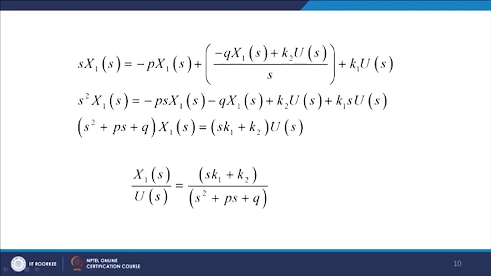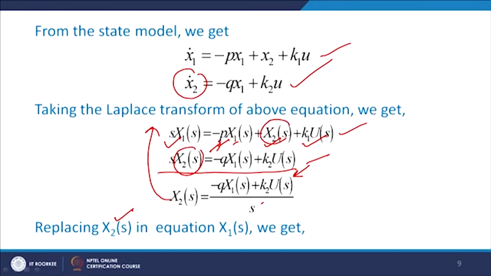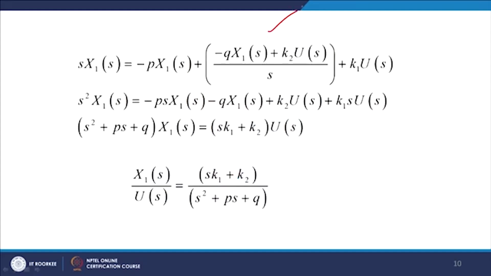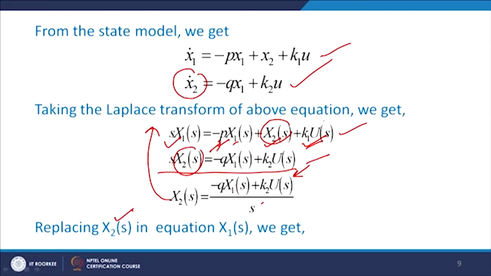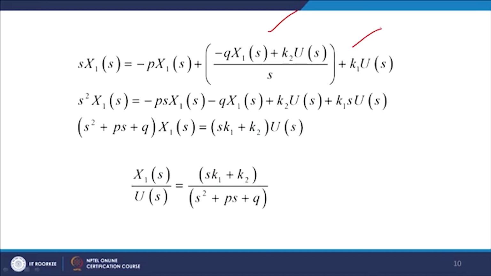Replacing X2(s) in this equation, we get s X1(s) minus p X1(s). Just see here, it is p X1(s), here we have replaced this, and you will get this plus k1 into U(s). Now further we have solved. How have we solved? This s is multiplied on both sides. When you multiply by s on this side, we will get s square X1(s) equals p s X1(s) minus q X1(s) plus k2 U(s) plus k1 s U(s). Now what we have done here is we have taken the terms related to X1(s) to one side. So you see here X1(s), X1(s), X1(s).